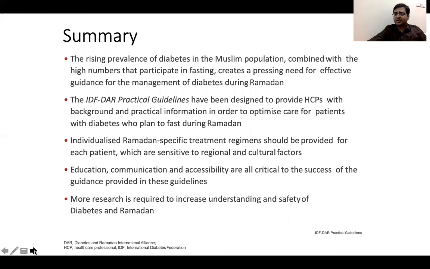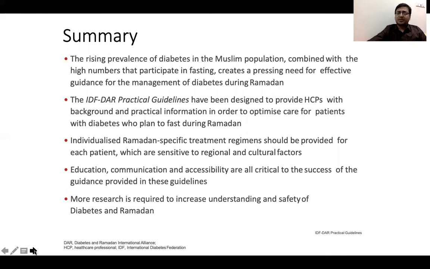The rising prevalence of diabetes in the Muslim population, combined with the high numbers that participate in fasting, creates a pressing need for effective guidance for the management of diabetes during Ramadan. But this approach is very individualized, and practical guidelines have been designed to provide healthcare physicians with background and practical information in order to optimize the care for patients with diabetes who plan to fast during Ramadan. Individualized treatment regimens are very important, as I am telling.